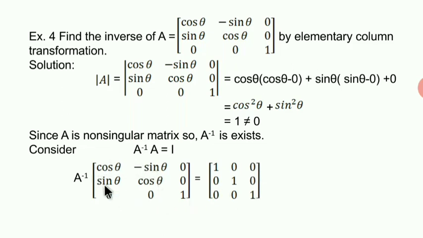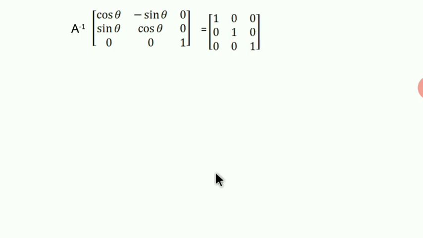Now we perform column transformations to reduce this matrix A to the identity matrix, and the same column transformations we apply in the RHS. Here I repeat the step from the previous slide. First we apply the column transformation to column 1. We multiply column 1 by cos theta, so cos theta into C1. There is a change in the first column; the second and third columns remain as they are.